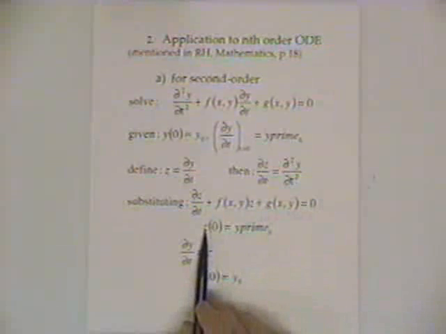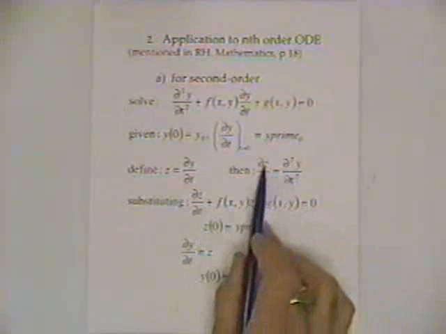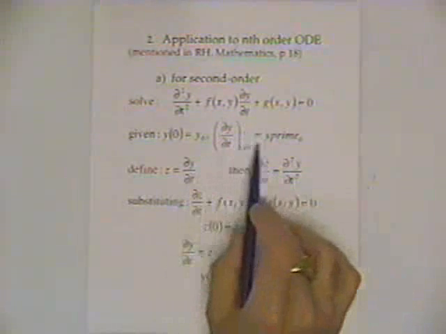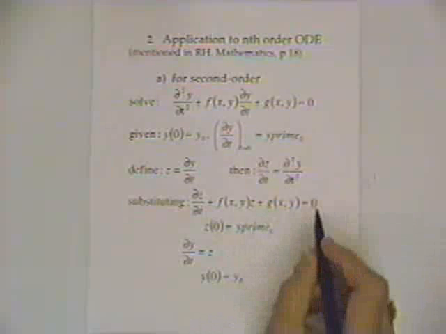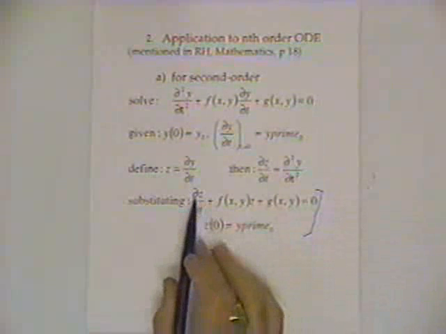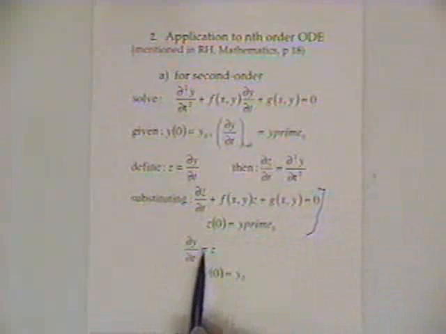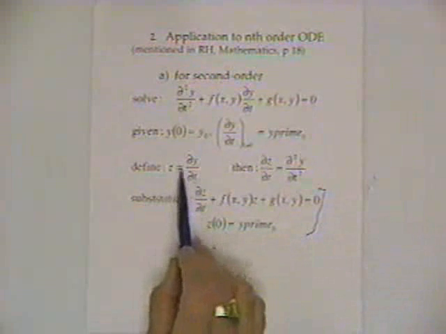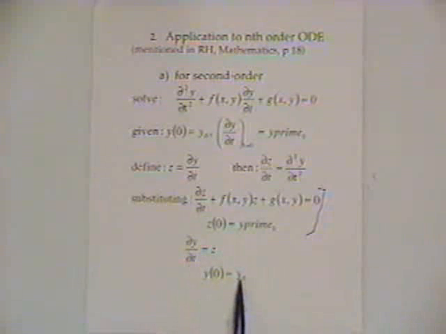All right? The initial condition then is that z at t equals 0 is dy/dt at t equals 0, which was specified in this case as y prime sub 0. So then we have an ordinary differential equation that is first order, that could be solved with Euler's method. The other equation just comes from the definition that we made for z. We just reverse it. We have a second first order ordinary differential equation, dy/dt is equal to z, and its initial condition y of 0 is equal to y naught.